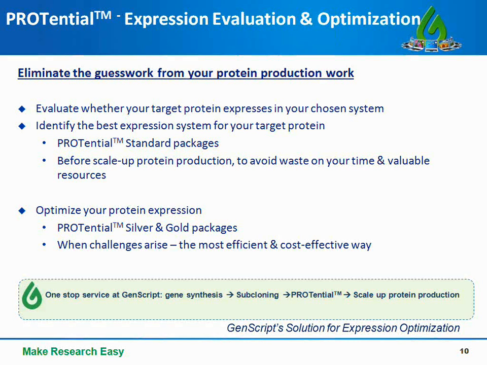In case the expression of your target protein is very low or insoluble, Potential silver and gold packages can help to optimize the expression conditions that can give you the most robust soluble expression of your target protein. At GenScript, we offer comprehensive one-stop services that include gene synthesis, subcloning, protein expression evaluation and optimization, all the way to large-scale protein production and beyond.